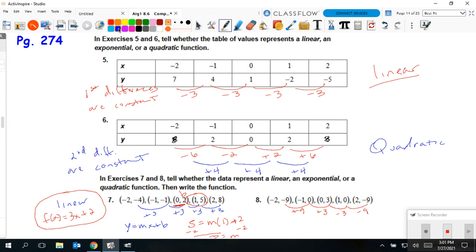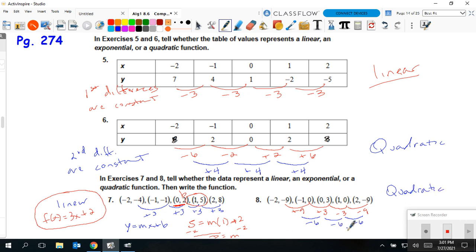Let's look at second differences. So from 9 to 3, that's going down by 6. 3 to negative 3 is going down by 6. Negative 3 to negative 9 is going down by 6. So that is definitely a quadratic function. So this one is quadratic.